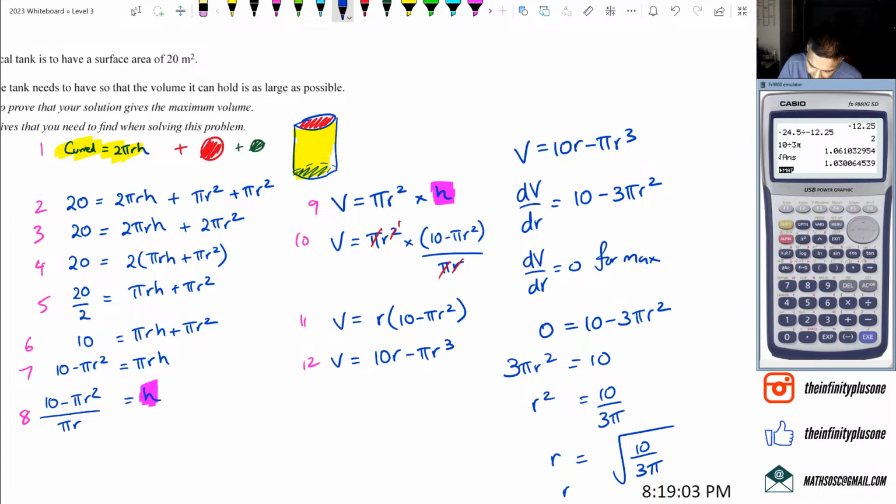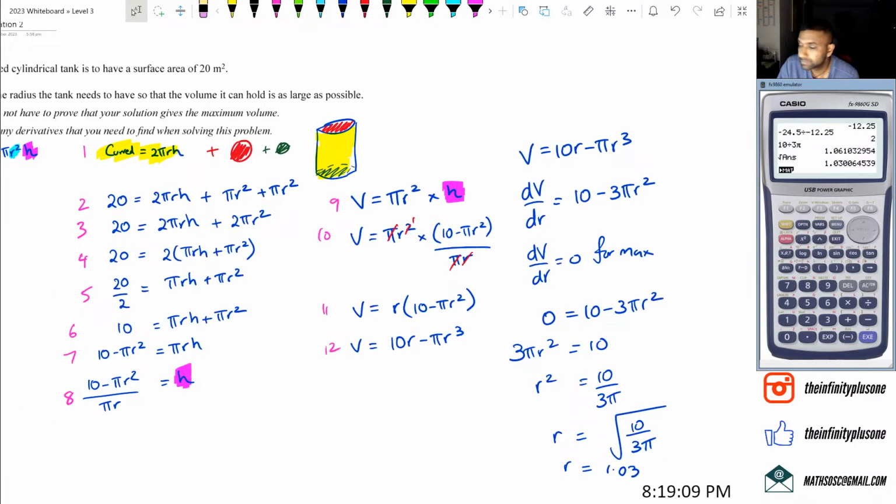Yeah, so I should get r is equal to 1.03. Oops, sorry, didn't realize the clock was there.